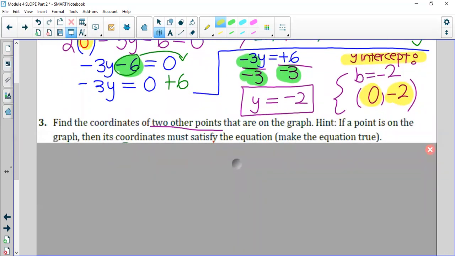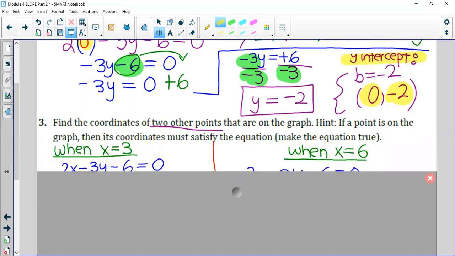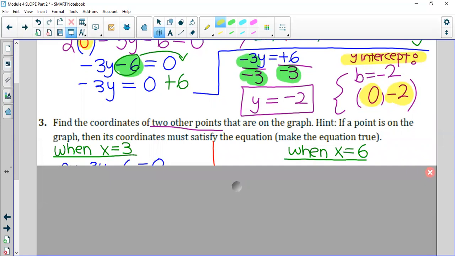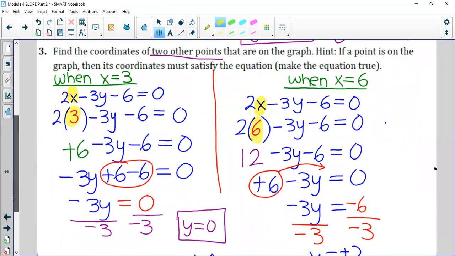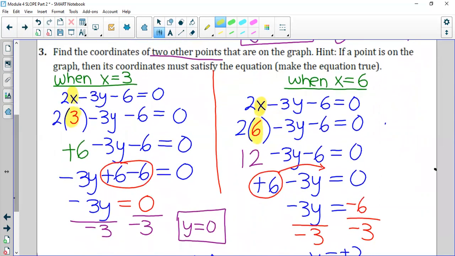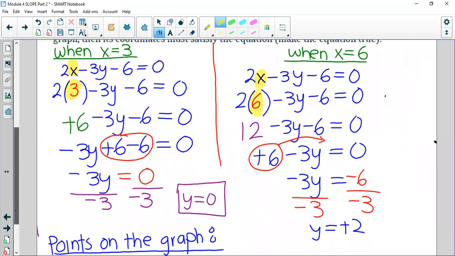Now for the next question, find the coordinates of two other points that are on the graph. Two other points that are on the graph. This is very easy to do when you have any equation. I can state when x is equal to 3, and instead of x, I'm going to substitute a value of +3. When x is equal to 6, I can substitute a value of +6, and I can generate different y values. I'm going to give you a second to copy this out.